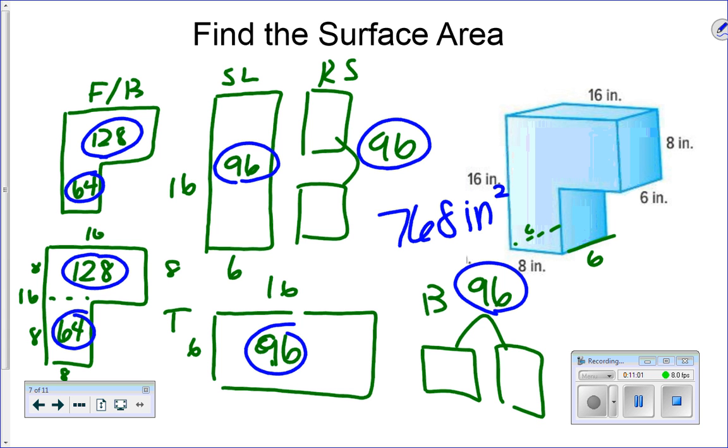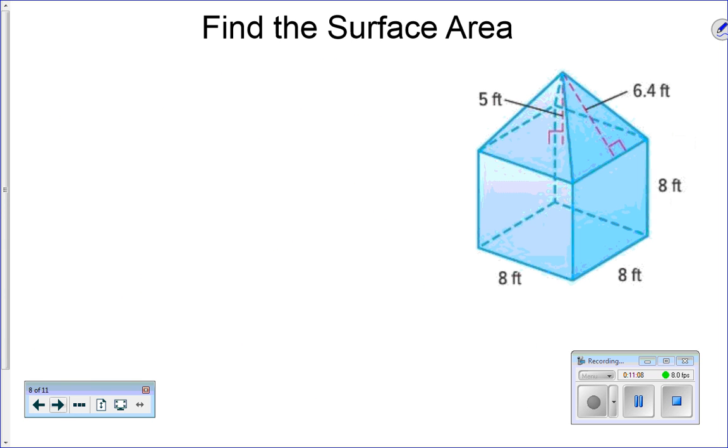Should we try another one? You don't look so excited. Let's do another one. Let's do this one. I feel like this one's probably going to be easier, actually. Believe it or not, who would have thought that this would be easier than the other one? Okay, so it doesn't look easier, but I bet it will be.